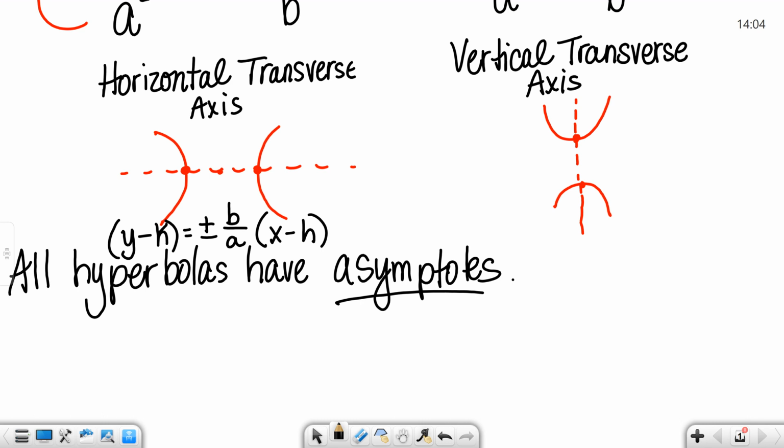If you have a vertical transverse axis, your equation for your asymptotes will be y minus k is equal to plus or minus a over b times x minus h. So the only thing that changes is your slope. Your asymptotes have different slopes if it is horizontal or vertical, so it will matter. So having all this information beside you as we get ready to do a hyperbola. All right.